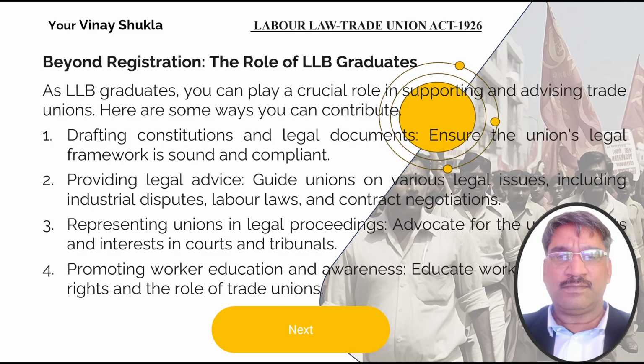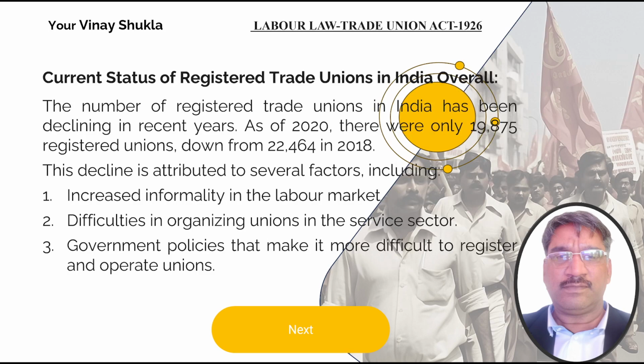Current status of registered trade unions in India overall. The number of registered trade unions in India has been declining in recent years. As of 2020, there were only 19,875 registered unions, down from 22,464 in 2018. This decline is attributed to several factors, including increased informality in the labor market, difficulties in organizing unions in the service sector, and government policies that make it more difficult to register and operate unions.